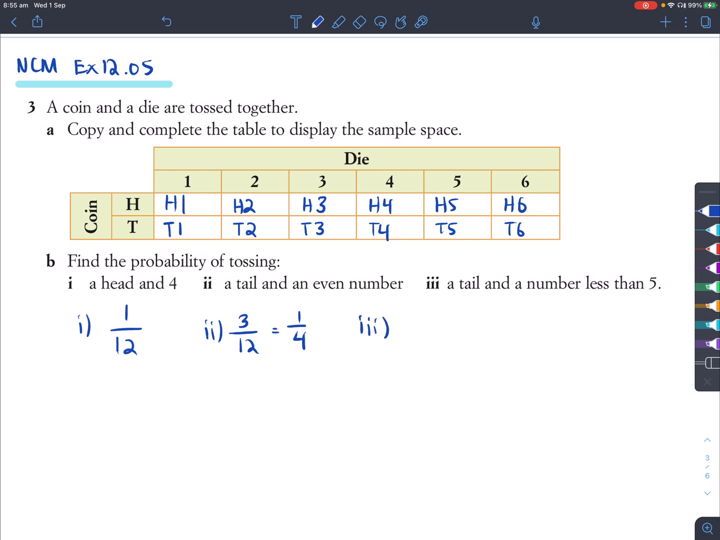Then for part 3, a tail and a number less than 5. So if you want a tail and a number less than 5, then you're going to have to look at the row with tails only. So that's T1, T2, T3, and then T4. So there are 4 out of 12, which the top and bottom can divide by 4 to give you a third, right?